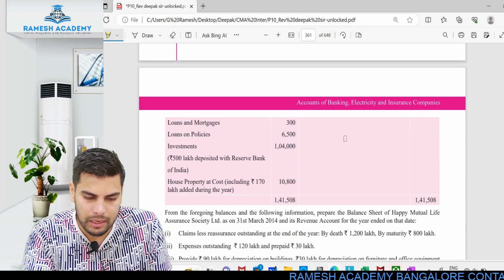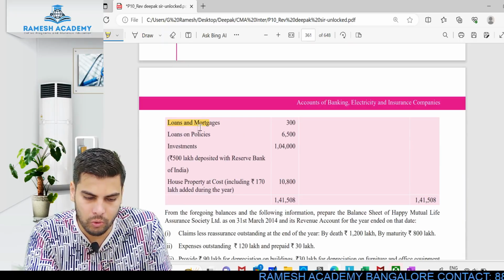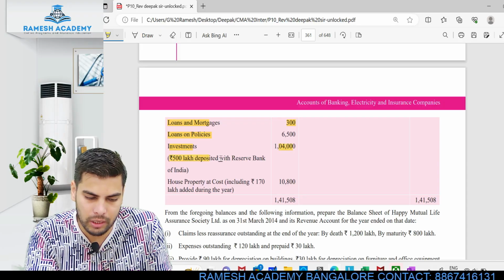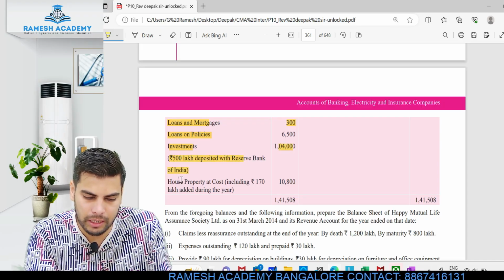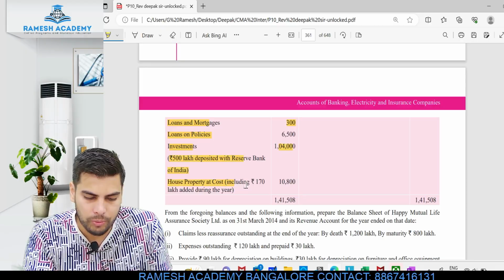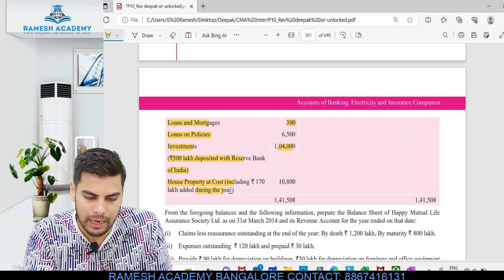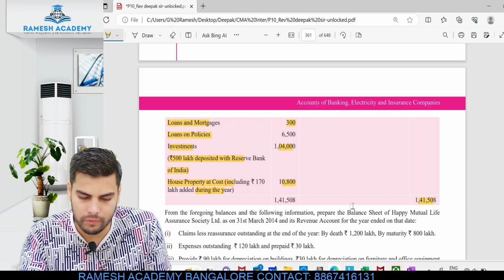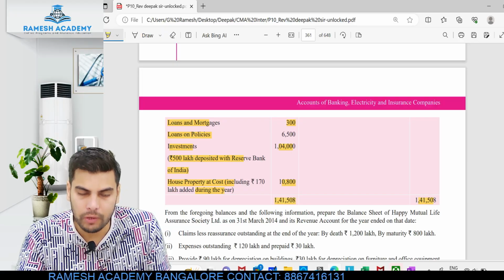On the debit balance we also have quite a few. Loan and mortgage 300, loans on policies, investment. 500 lakh deposited with Reserve Bank of India. House property at cost including 170 lakhs added during the year. The total of this trial balance is 141,508.